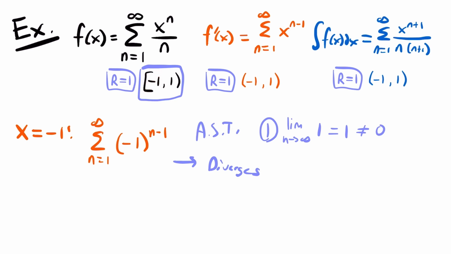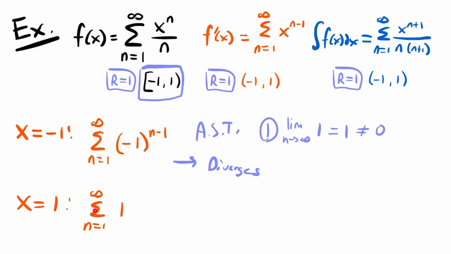-1 was included in this interval of convergence, but it will not be included for the derivative. All right, and now let's check when x equals +1. We will have the sum from n equals 1 to infinity of 1 to the power of n minus 1. And 1 to the power of anything that's finite is just 1. So we just have the series for the value of 1.